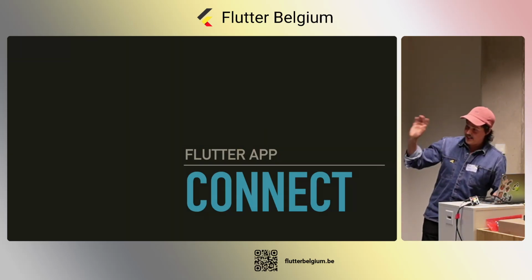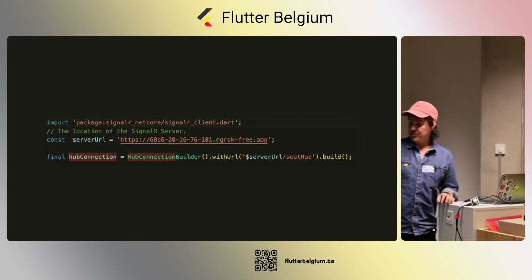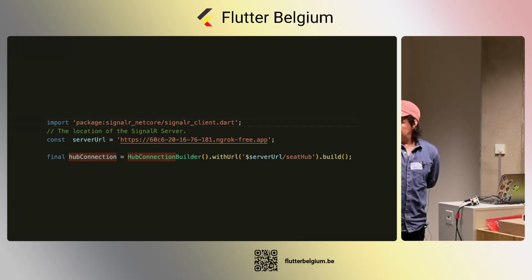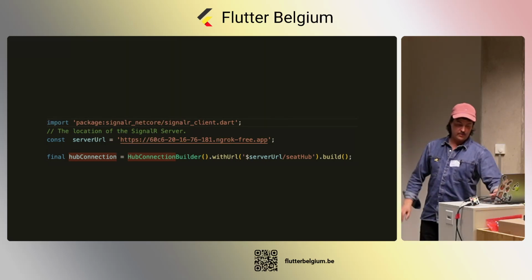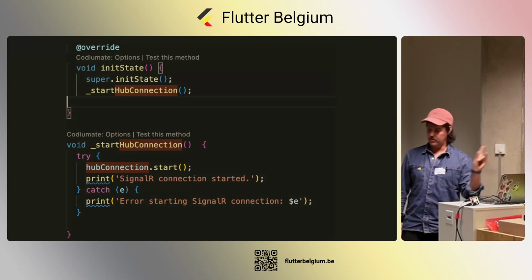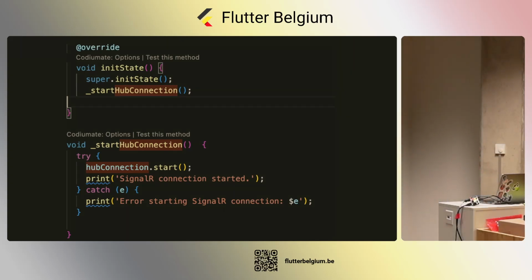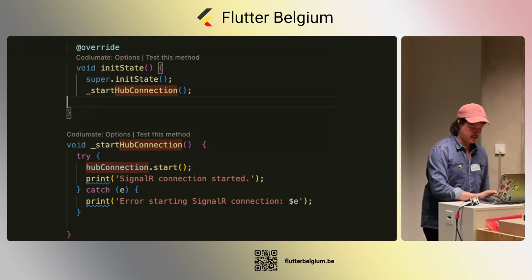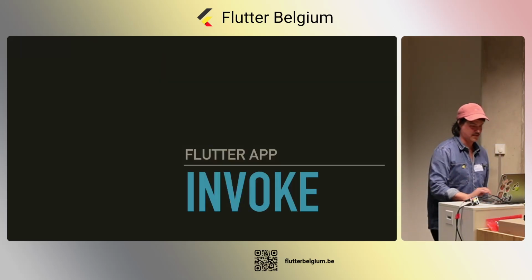How do we connect? That's also just importing the package and saying where your server is. I'm now just using an ngrok tunnel to forward to my server. And then we need to know which hub we want to connect to. That's it. Now we have a connection. No, we have to start the connection. But this is a method in Flutter, private, I have been told.